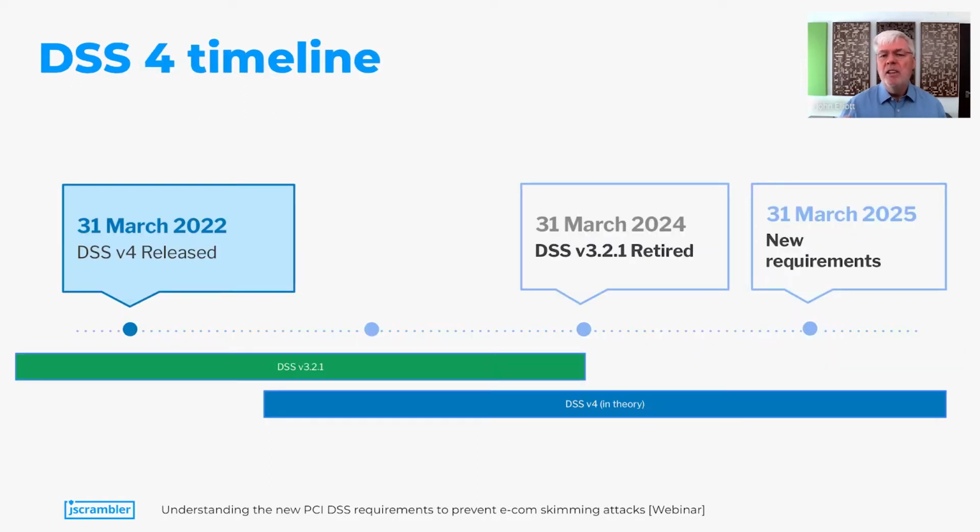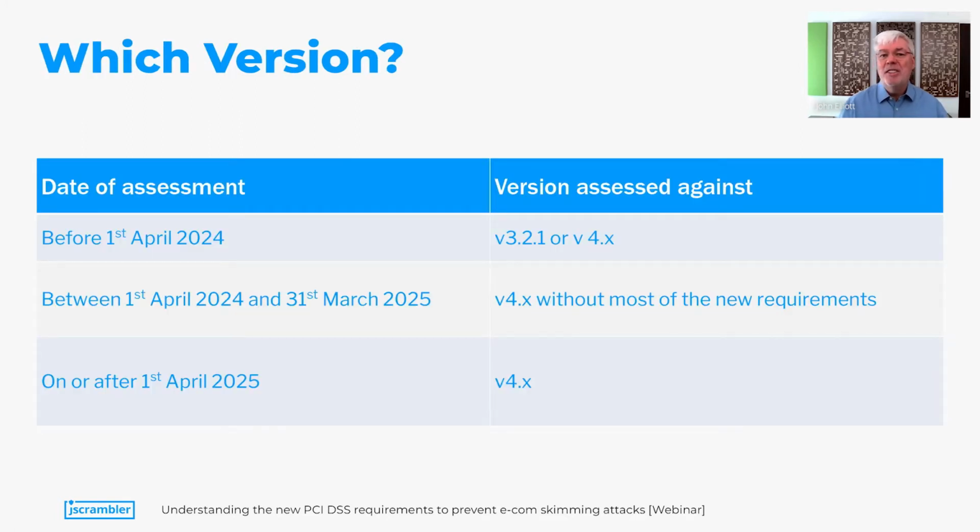I want to quickly mention the timeline for implementing PCI DSS version 4. As I said, the standard was released earlier this year, and currently organizations can validate their compliance with either version 3.2.1 of the standard or version 4 of the standard. After the 1st of March 2024, you can only validate against version 4 of the standard, but that doesn't include about 51 of the new technological requirements, which only come into force after the 31st of March 2025. And the 2 new requirements we're going to talk about today fall into that category. This slide, I hope, summarizes the situation clearly.